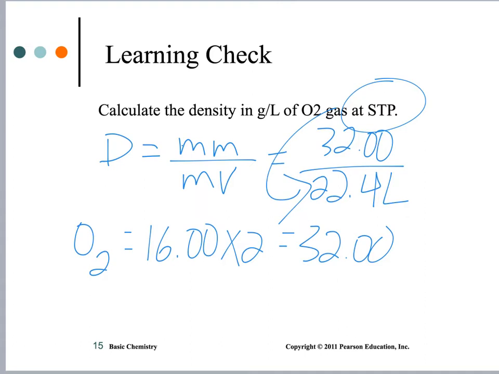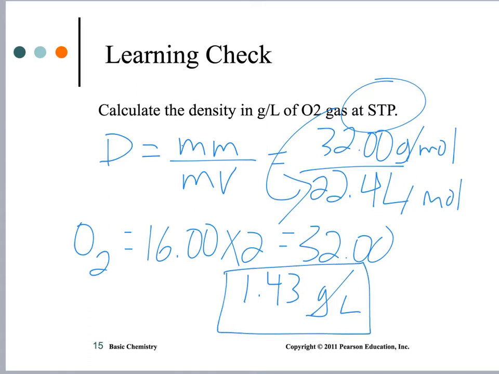This is grams per mole, and this is liters per mole. That's how those moles are going to cancel. And we get 1.43 grams per liter. Kind of crazy. Wait, let me check that. I think that's right: 32 divided by 22.4 is 1.43 grams per liter. It's crazy that it just came out to the same answer as the other problem. Had to check.